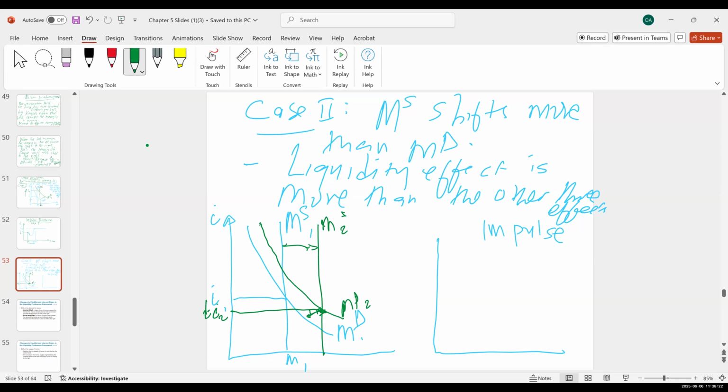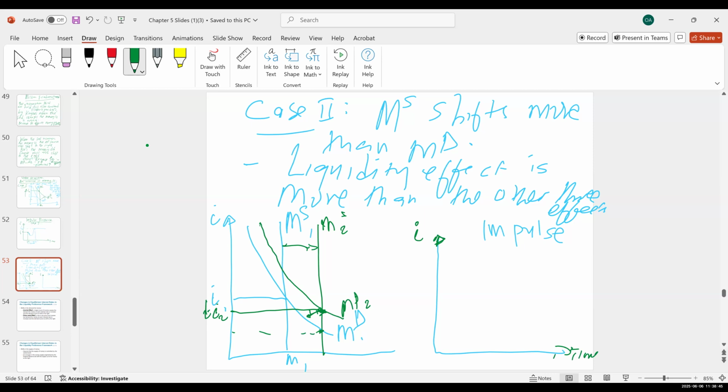But the fall in the interest rate in this case is not going to be as predicted by the Keynesian model. The Keynesian model would have predicted it to fall up to this point. When you shift the money supply curve to the right, for Keynes, it would have fallen up to this level. But in terms of the impulse, we want to see how interest rate behaves through time.